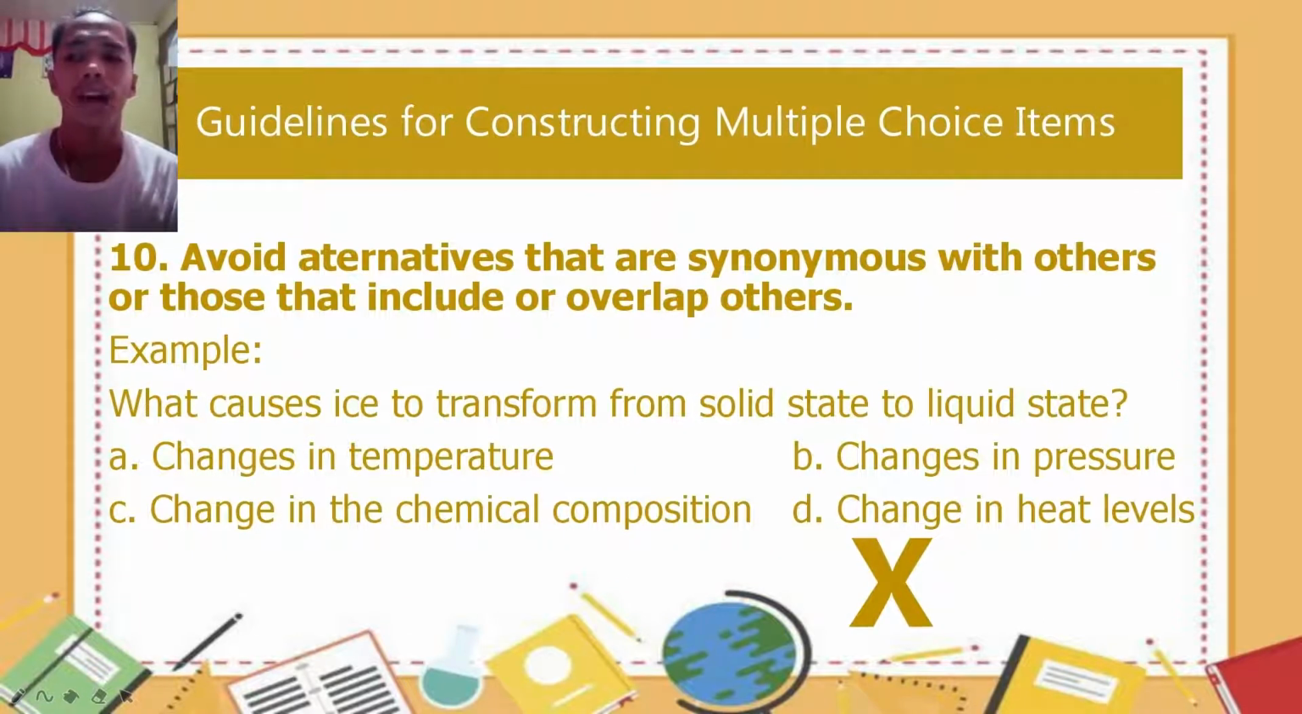Guidelines number 10. Avoid alternatives that are synonyms with others or those that include or overlap others. Example, what causes ice to transform from solid state to liquid state? A. Change in temperature. B. Changes in pressure. C. Change in the chemical composition. D. Change in heat levels. So, makita man ito nga duha ang answer, ang A ug ang D. So, maglibog na ang answer sa multiple choice. So, if magbuhat tag choices, dapat dili ra usbon ang mga meaning ni ang synonyms niya, dapat usara gid.